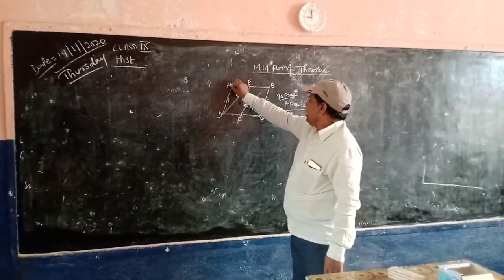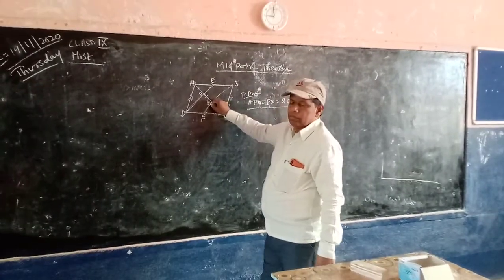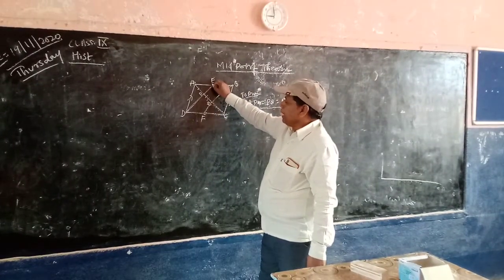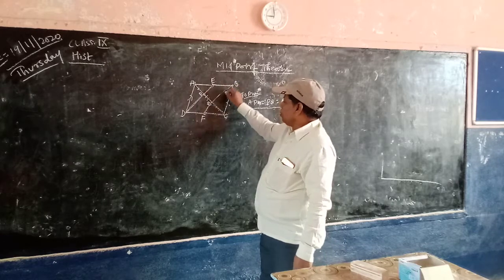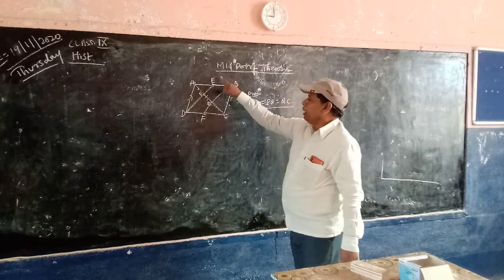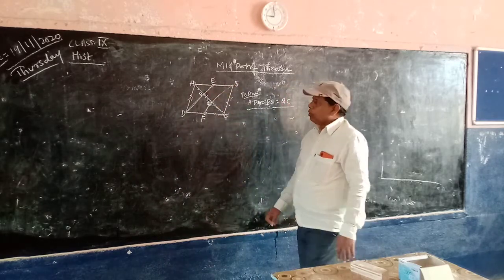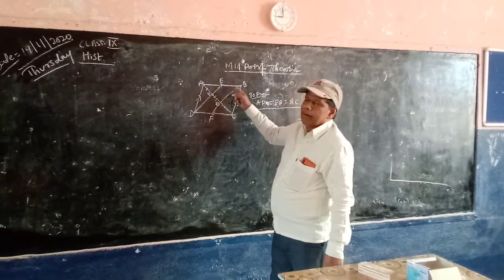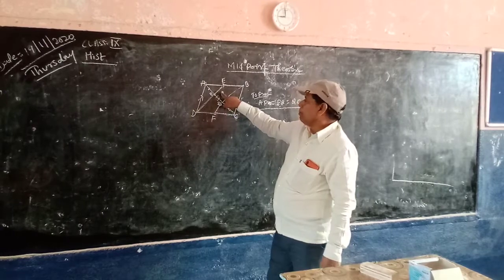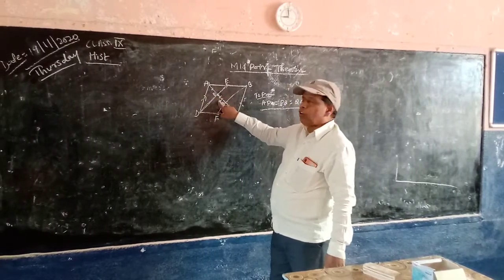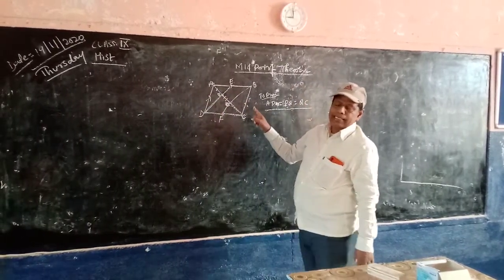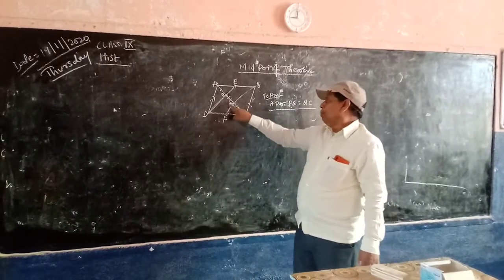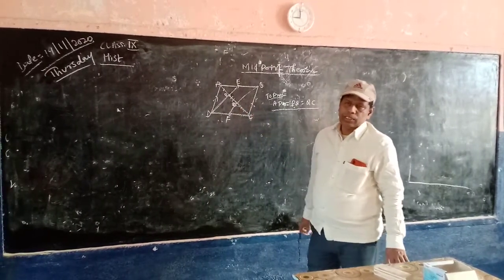Now in triangle ABQ, E is the midpoint and EP is parallel to BQ. So P is the midpoint of AQ, by the converse of the midpoint theorem. You write here AP equals PQ. From first and second, AP equals PQ equals QC. Right.